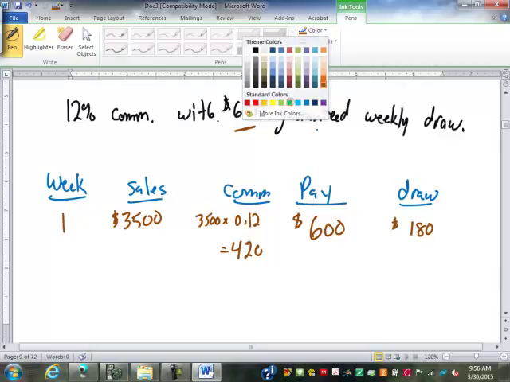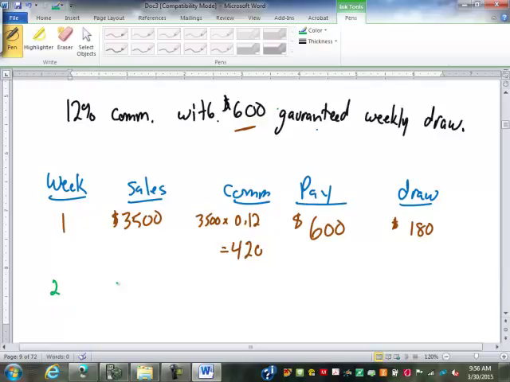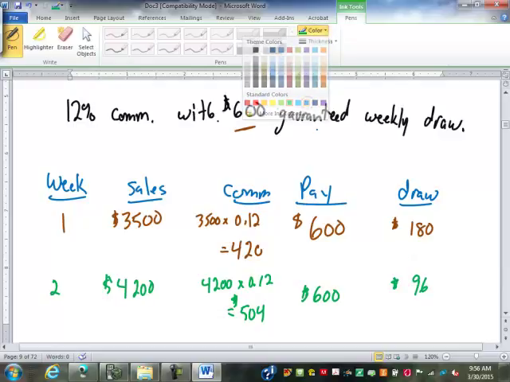Say week two, your sales go up. You have 4,200 in sales. Commission, 4,200 times 0.12 is going to give you $504, right? How much can you get paid? 600. But again, you only earned 504. Another $96 goes to that weekly draw. Now let's accelerate the process a little bit.